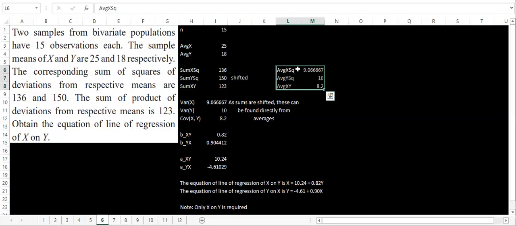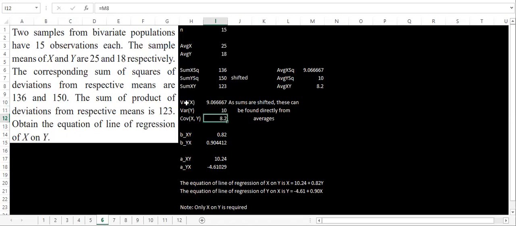And once we have averages, you can directly use them as the variance and covariance, because remember these values were shifted by the average itself. So there's no need to subtract anything, because if you are shifting everything by the average, the new average will become 0. So it's as good as subtracting 0. So you can use the average of the x squared values as the variance of x, the average of the y square values as the variance of y, and the average of the product values as the covariance between x and y. You don't need to subtract anything from this.